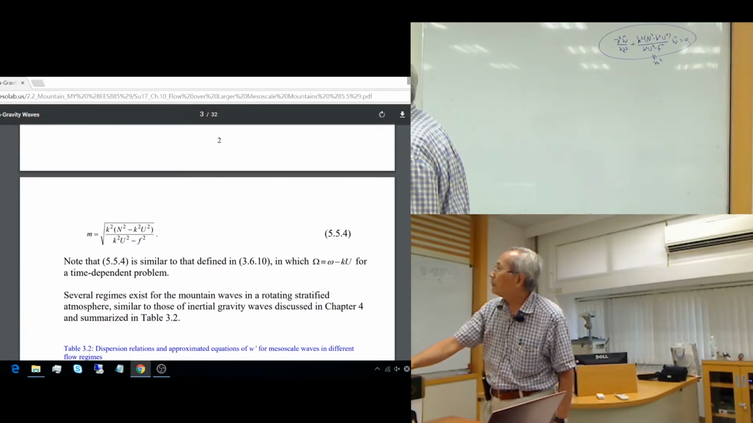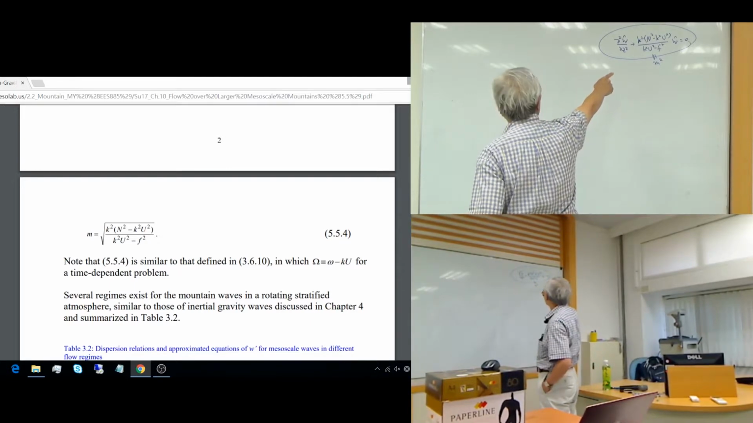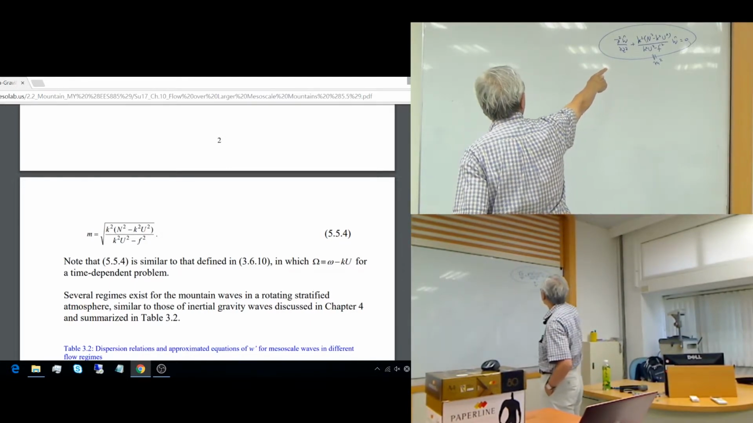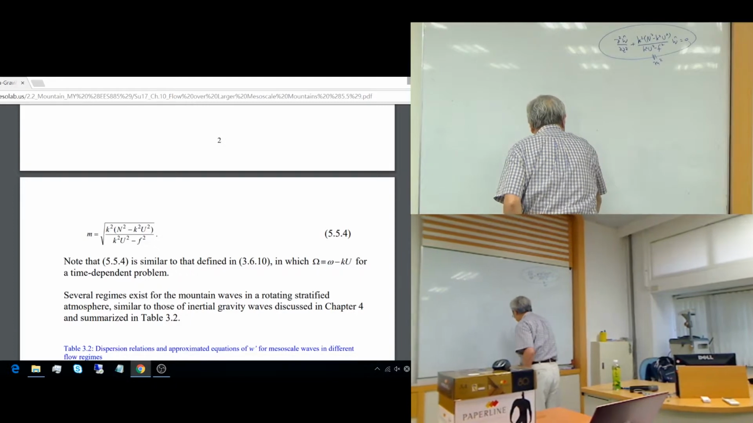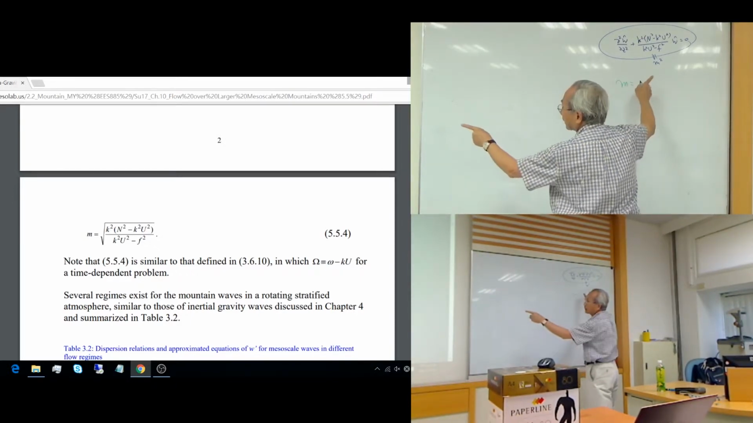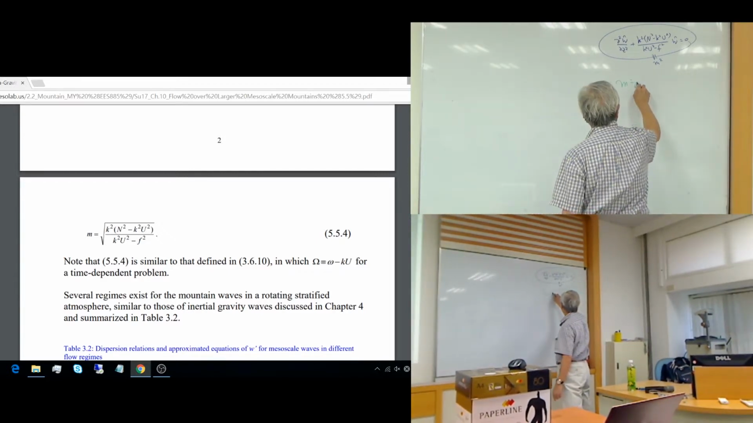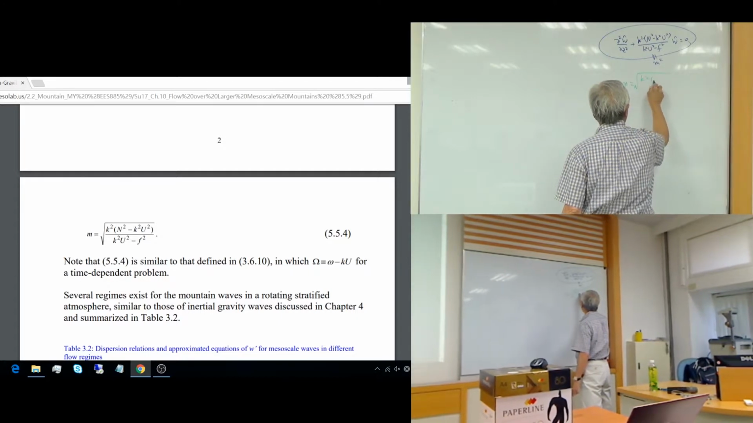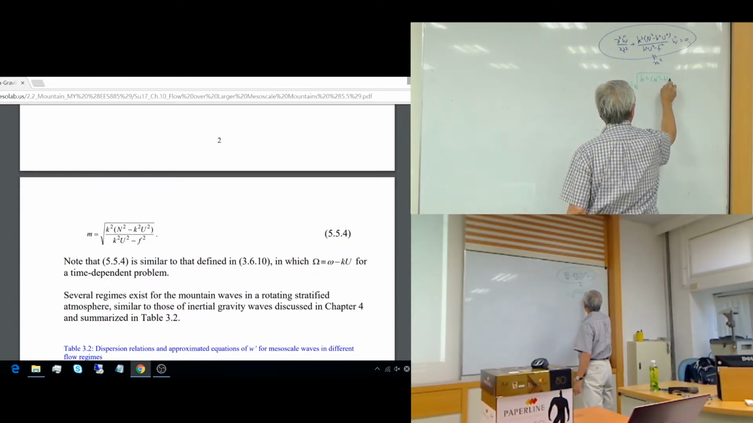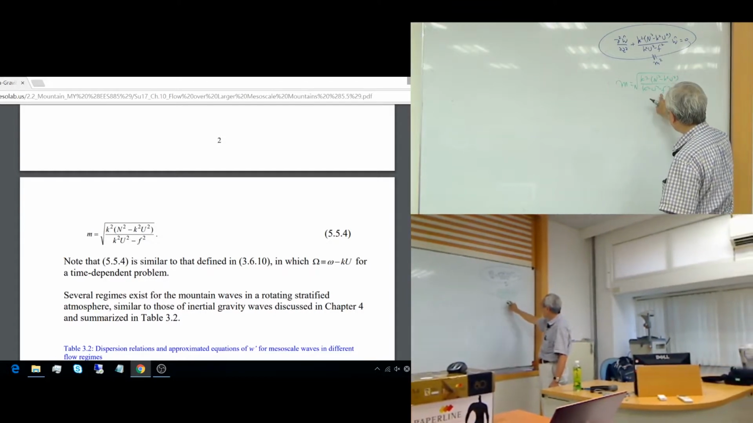Okay, so m is equal to this, right? Yeah, that's identical. N squared over k squared U squared. So m here is equal to k squared times N squared minus k squared U squared, divided by k squared U squared minus f squared. So it's determined by N squared, k U squared, and f squared.